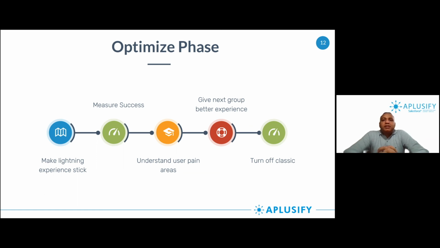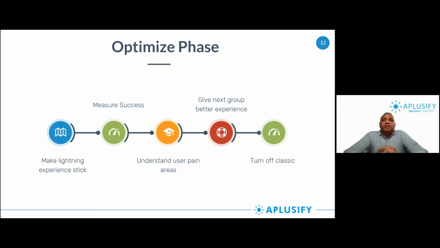and involve users at every stage. Identify champions who can give you constructive feedback about the Lightning experience, and about what is working and what is not working. And then make sure that once things have been done, you make that Lightning experience stick.